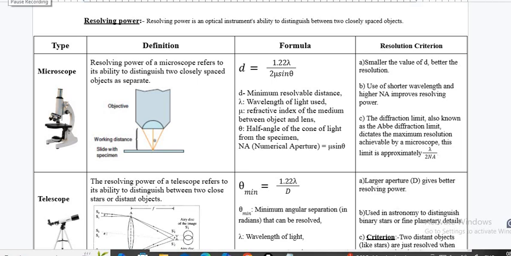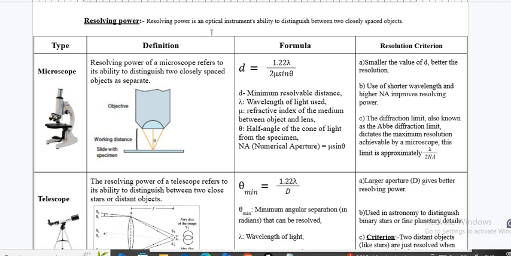Hello. Today we'll discuss the resolving power of an optical instrument. The resolving power of an optical instrument is the ability to distinguish between two closely placed objects. So when you have two objects placed side by side and you want to see them through some optical instrument, if you are able to see them distinctly, properly, then we say the condition is resolved. And the power of this resolution is known as resolving power.